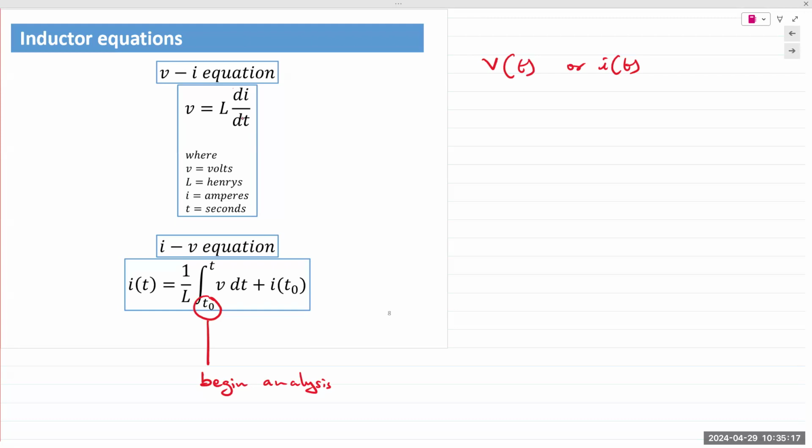You might also come across subscript notations. So you might see VL of t or simply VL. You might also see IL of t or simply IL. The subscript notation is simply referring to that specific component. If you have multiple inductors in the same circuit, you might see IL1, IL2, or VL3, VL5. That's all it means. It's simply indicating the component that it's referring to.